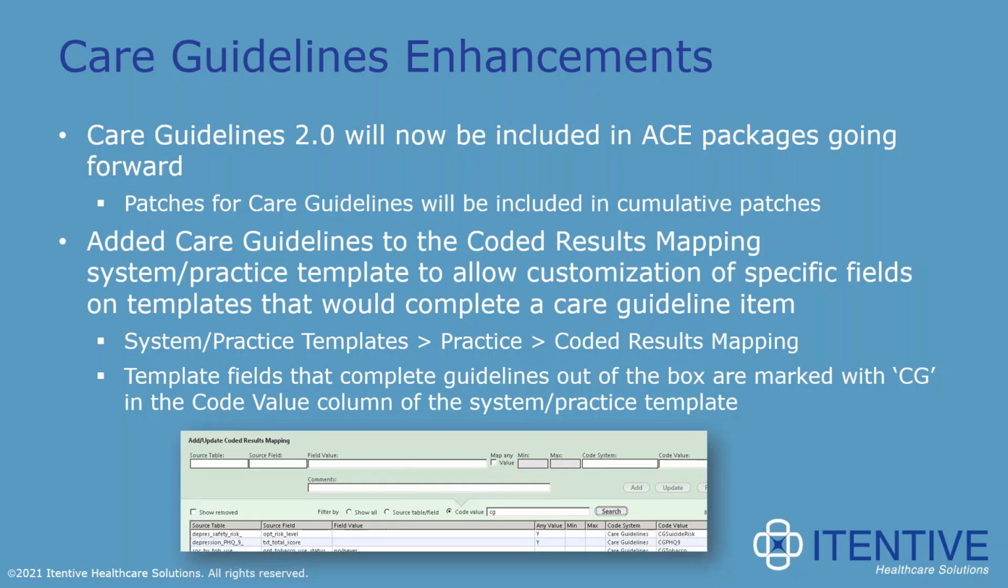There are a few of these that are set up out of the box for you. For example, we have source tables here for the tobacco use. So whenever you select for tobacco use in that social history panel either no, never, or yes, they're a tobacco user, that will then update the tobacco use care guideline.